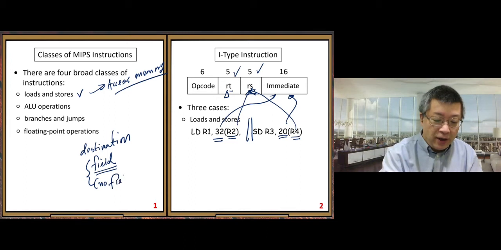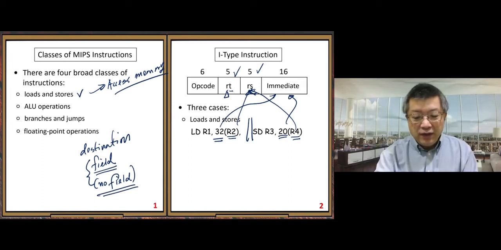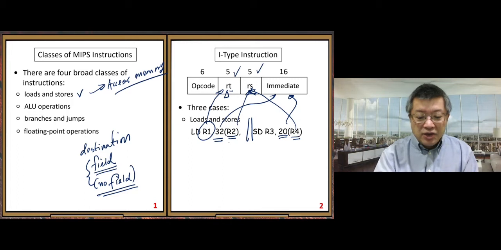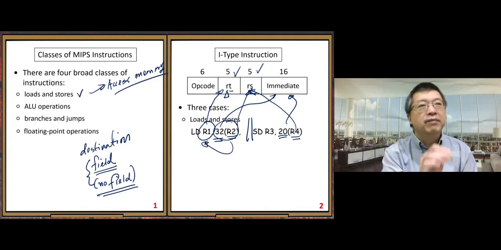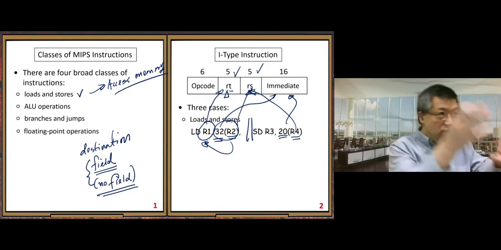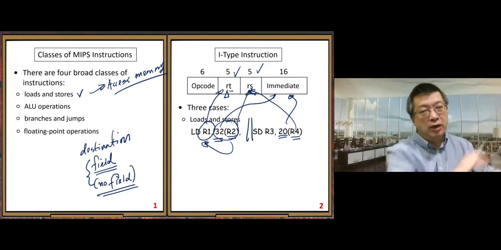Let me use these 2 examples to explain this difference. Let's look at the first case. This time, destination R1, that is the destination field. R1, RT. Why? Because the data you fetched from this location is stored in the R1 register location. That's the destination. You will store in that location.